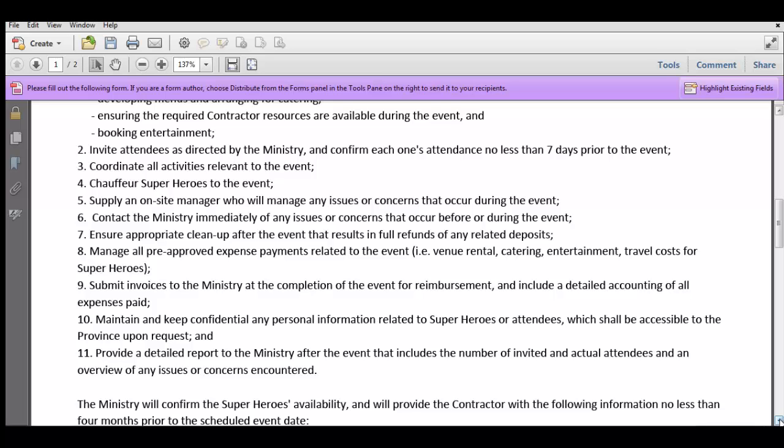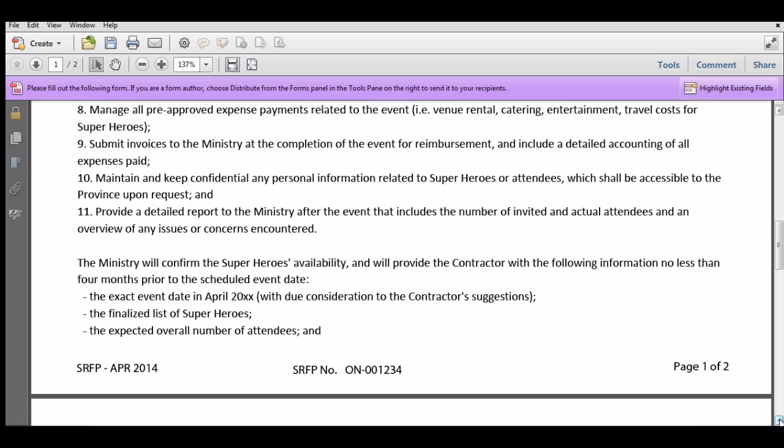In this particular sample, you'll see it then goes on to talk about what the ministry will do. So the ministry will confirm availability, etc. Not every SRFP is going to be structured in this way, but some will be, where it's clear the contractor is responsible for these things and the ministry is going to be doing these other things, so that you've got that separation of duties. We don't have anything that falls between the cracks because the contractor thought the ministry was doing it and the ministry thought the contractor was doing it.